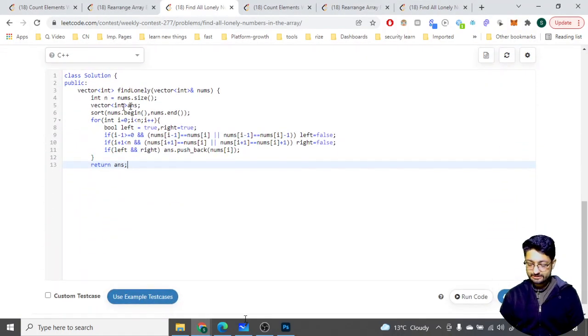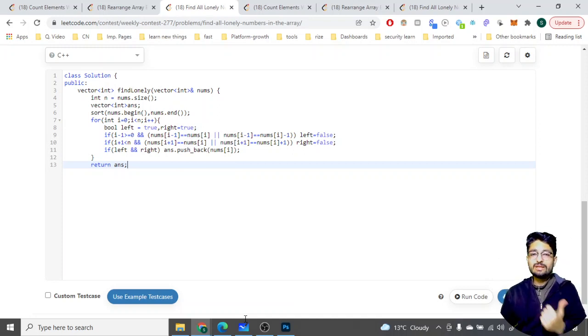So that's what I've done. This is the vector for storing the answers in the end. This is the sorting part. We move from left to right. Now for left and right, we just assume true, that our condition holds, but if it turns out to be false, we make it false. First we check whether there's a number on the left side. So i minus 1 should be valid, the index should be greater than or equal to 0, and if any of these conditions hit true, then the answer is false.